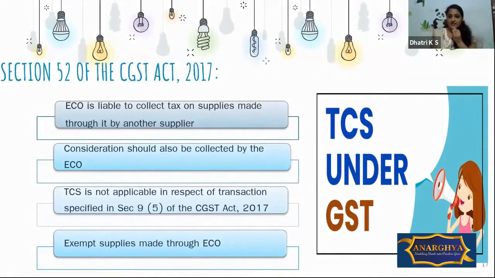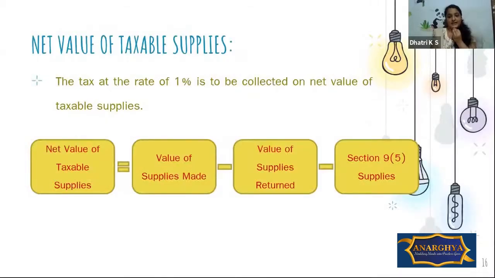As said earlier, Section 52 speaks about collecting tax at the rate of 1% on net value of taxable supplies. What is net value of taxable supplies? Net value of taxable supplies is nothing but the aggregate value of taxable supplies that is made through the electronic commerce operator, as reduced by the value of returns received during the month. And in computing this net value of taxable supplies, we should exclude those supplies to which Section 9, Subsection 5 is applicable. We'll see this concept with the help of an example.